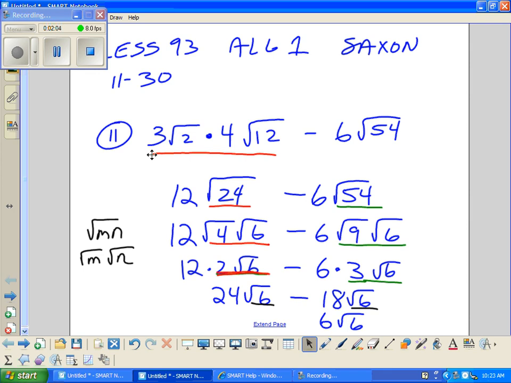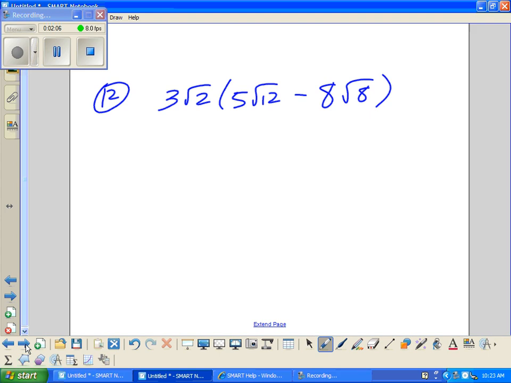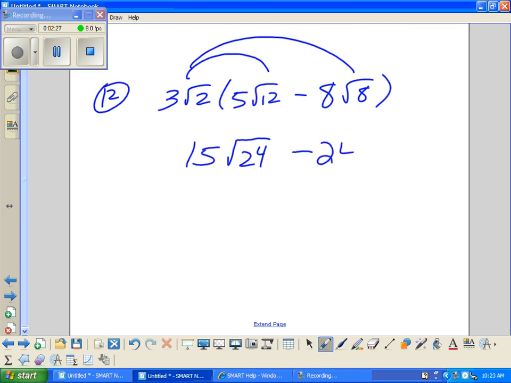All right, problem 12. Got to multiply here. And again, multiplication is shown right here. Can't do anything here first, so I'm going to distribute first. 3 times 5 is 15. Square root of 2 times square root of 12, square root of 24 again. 3 times 8 is negative 24. Square root of 2 times square root of 8 is square root of 16. All right, I'll break the radicals down or reduce them if I can.